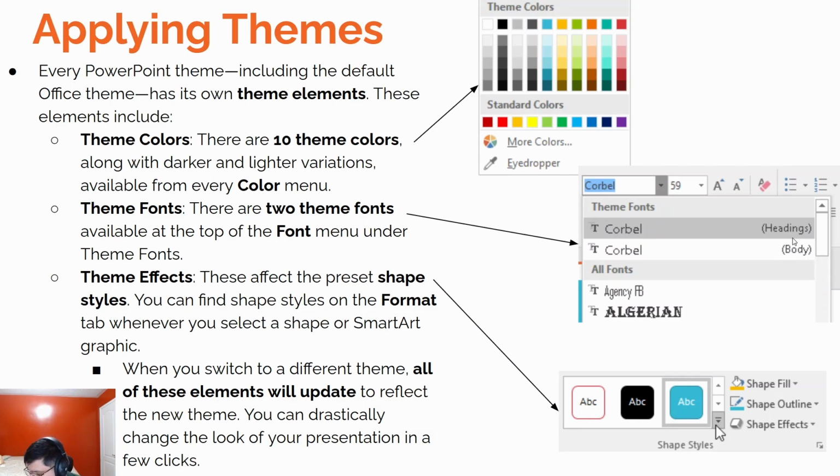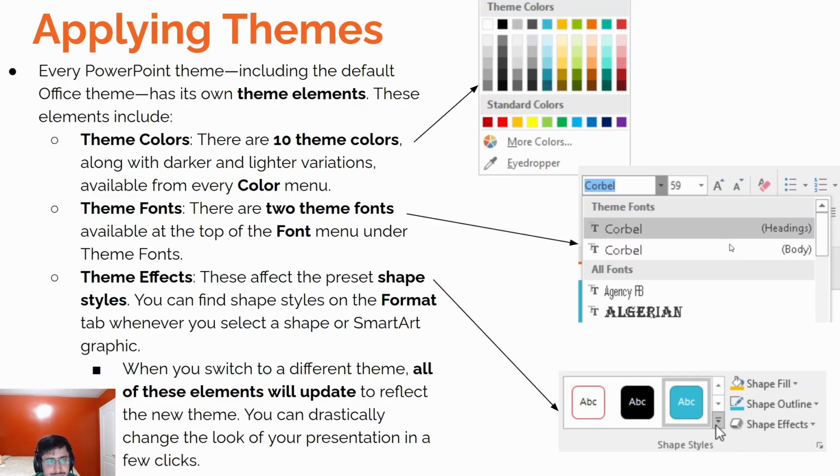And of course, if we want to change the font on the theme, as you remember, we did cover how to do so. Then we have theme effects. These affect the preset shape styles, right? You can find shape styles on the Format tab whenever we select a shape or SmartArt graphic. And when we switch to a different theme, all these elements will update to reflect the new theme, right? And we can drastically change the look of a presentation within a few clicks, right?